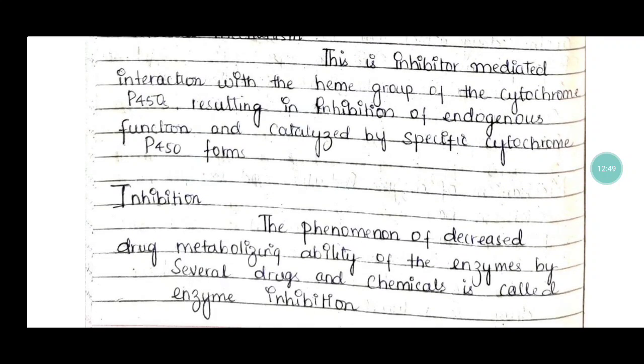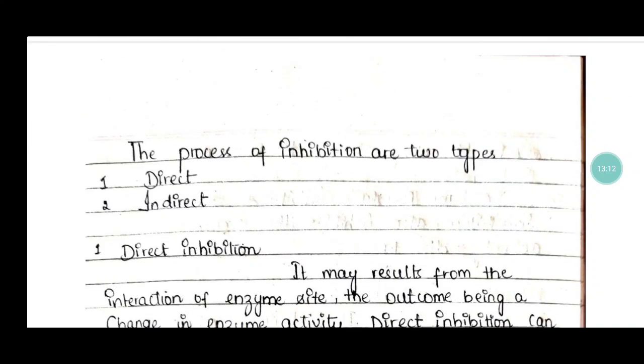Now the mechanism of inhibition. So what is enzyme inhibition? In induction, we saw the phenomenon of increased drug metabolizing ability. In inhibition, the phenomenon of decreased drug metabolizing ability of the enzymes by several drugs and chemicals is called enzyme inhibition. In the process of inhibition, there are two types, direct and indirect.